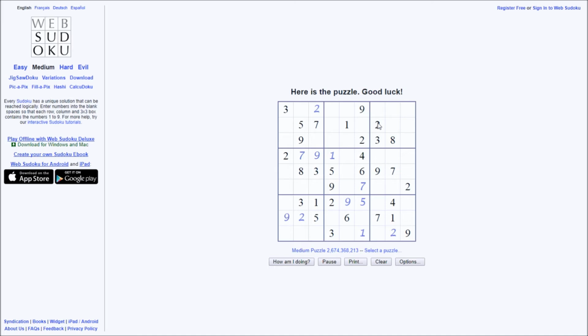And let's take a look. A 9 can only be here. And look at that. We don't have to worry about 9s anymore because we've got them in every single box. We've got a 9 in every box. Very good that we have solved that. So, what else is there to solve? Well, let's take a look around.